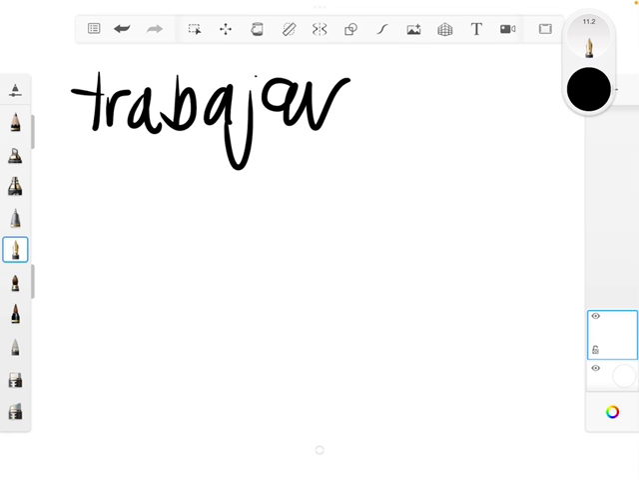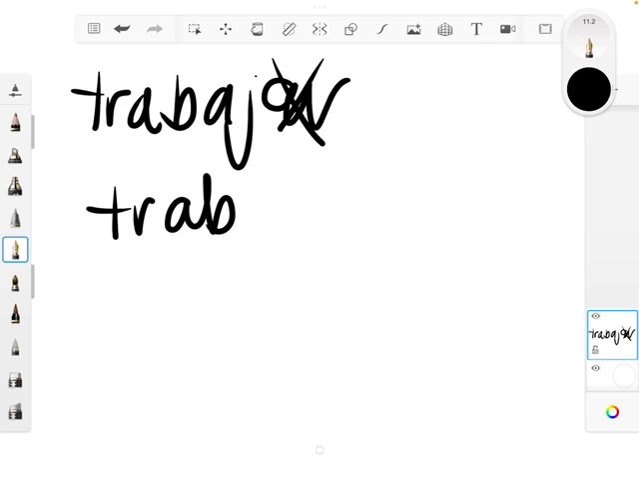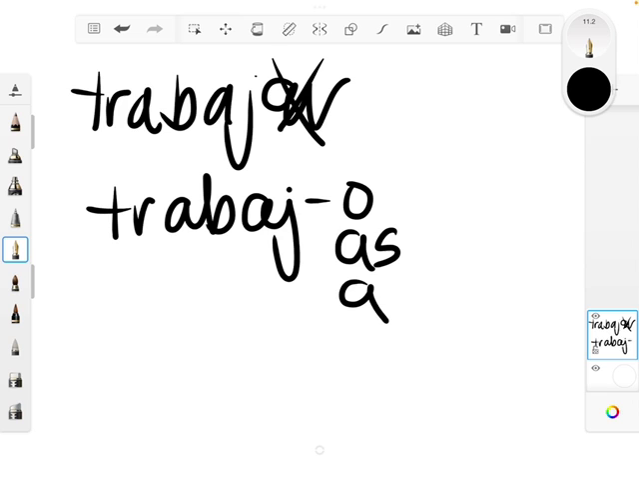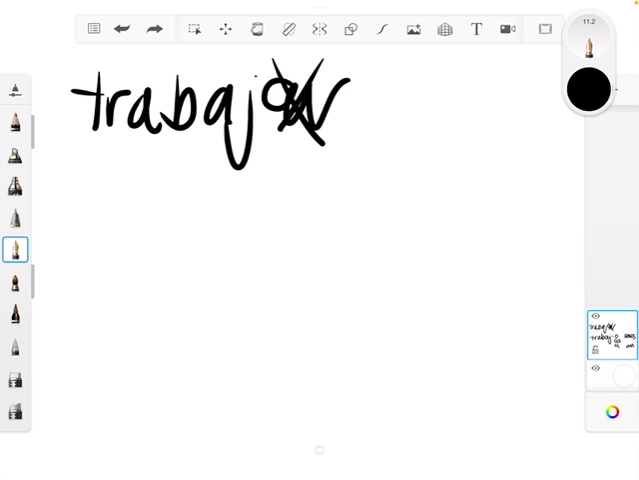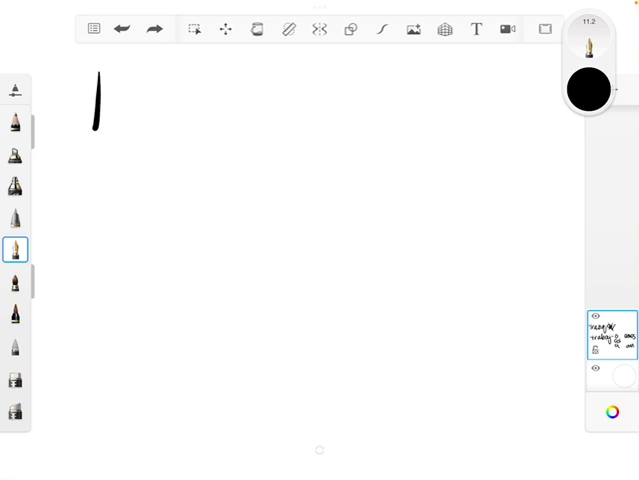If you remember, whenever we conjugate a verb, we get rid of that ending, and then we're going to end up with this. Then we add the endings that follow: o, as, a, amos, and an. And that's how we form the present tense for the AR verbs. We're going to follow the exact same pattern whenever we conjugate our ER and IR verbs.